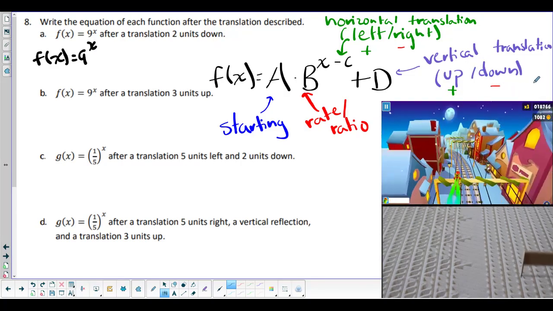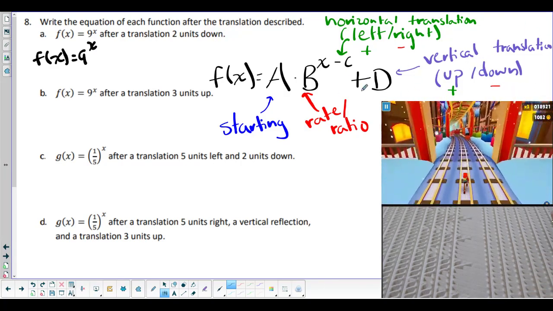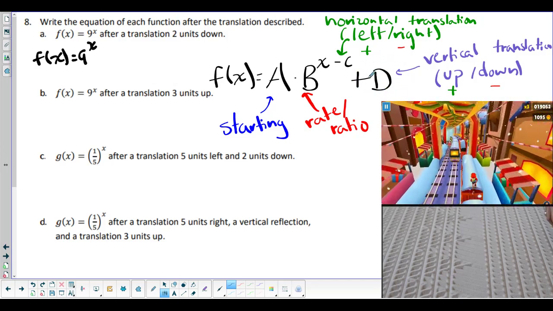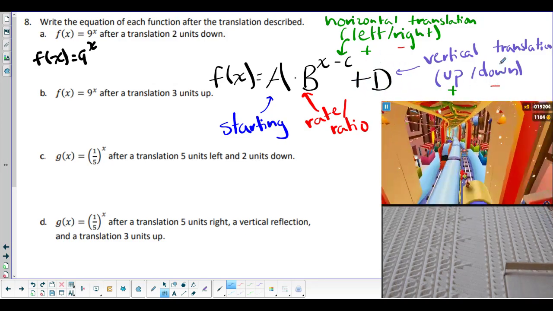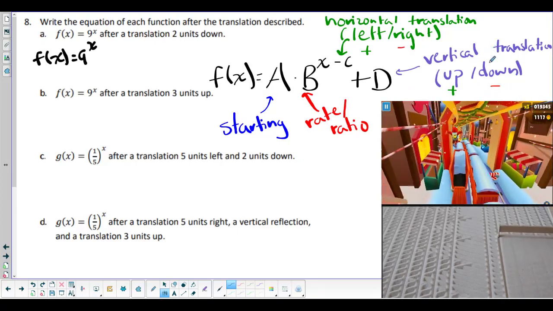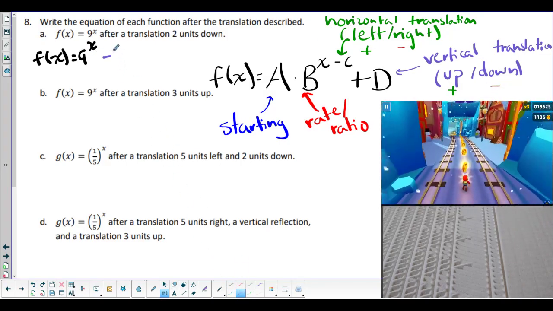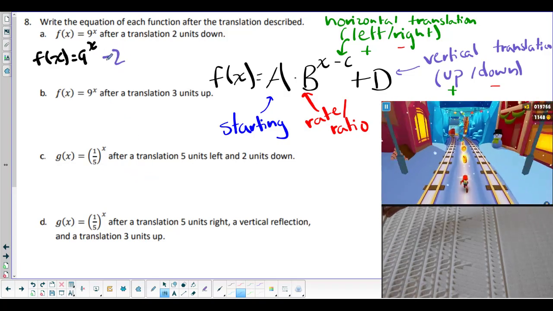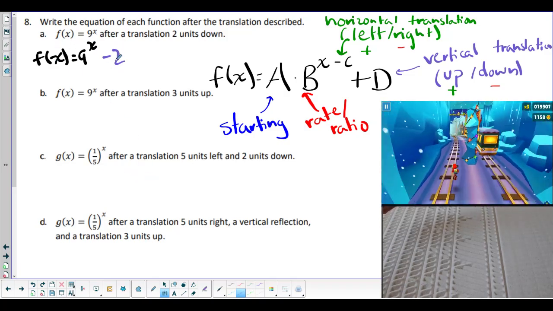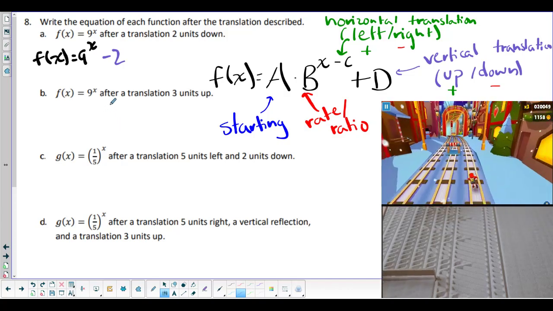Well, I know that this value that's outside of my function, just at the end, being added or subtracted, shifts me up or down. If I want to go down 2, then all I have to do is subtract 2. And there's my answer, right? Not inside, not up top, not in front, just minus 2 somewhere, okay?